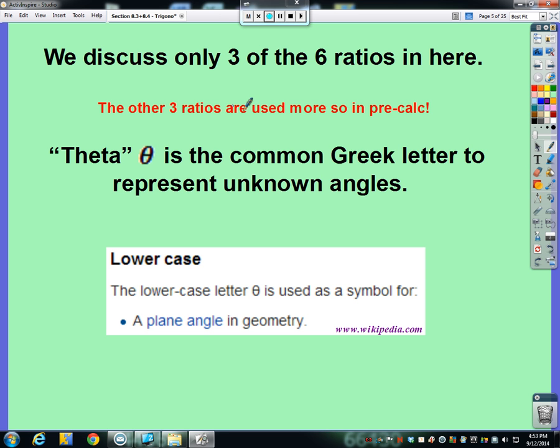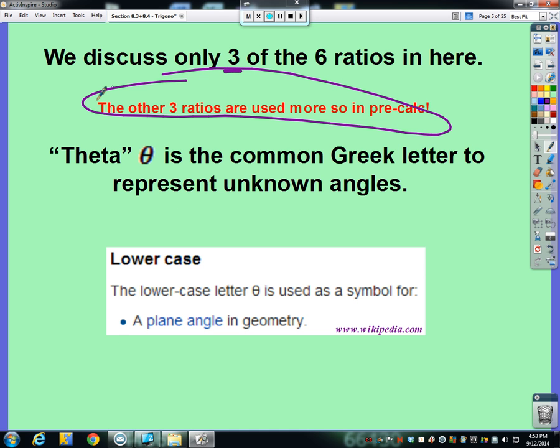Now, in geometry, we're only going to cover half of the 6 ratios. The other 3, you're definitely going to use more so in pre-calc and calculus.